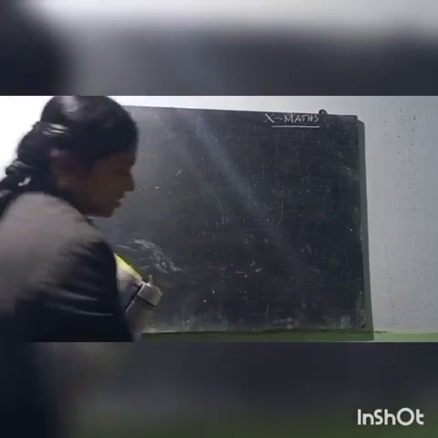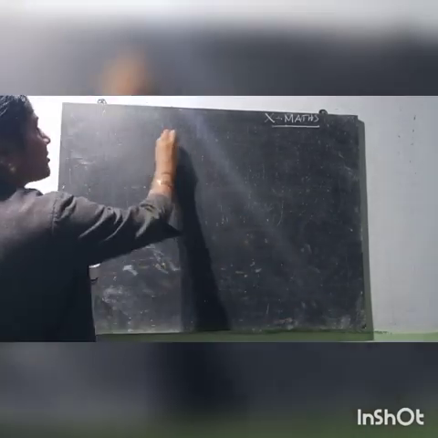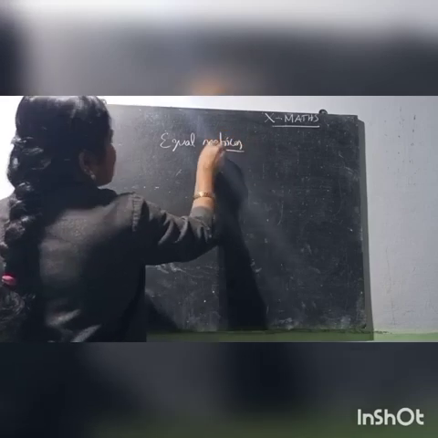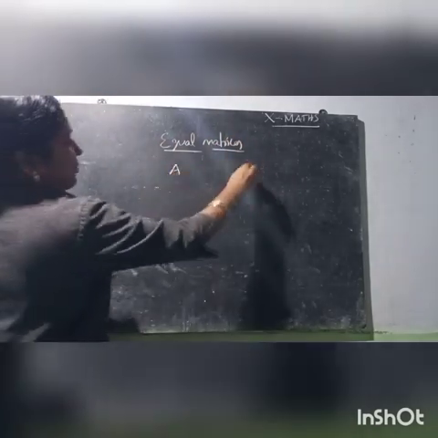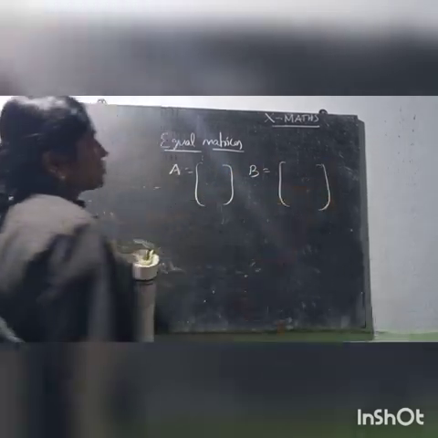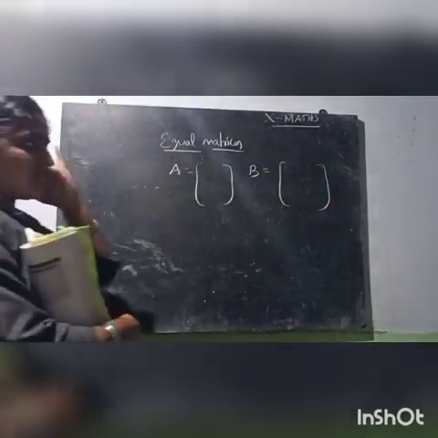Next one, equal matrices. So, A and B are two matrices. Equal matrices should have the same order and also the same elements.